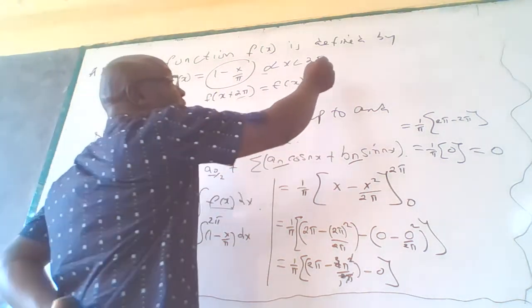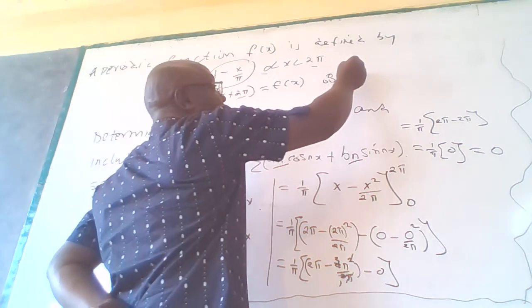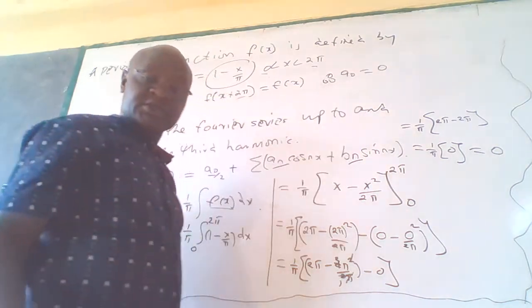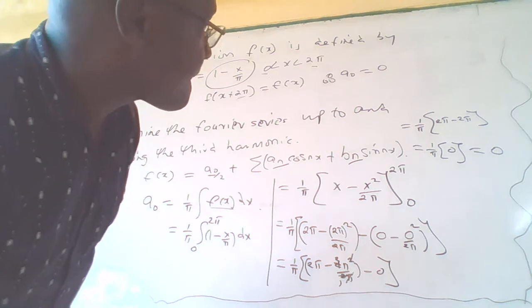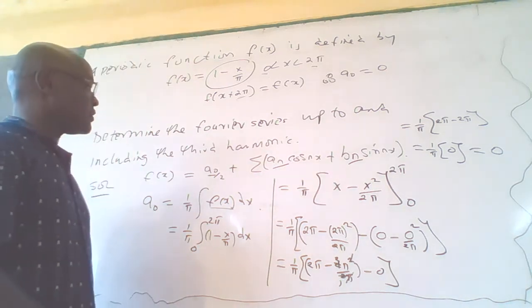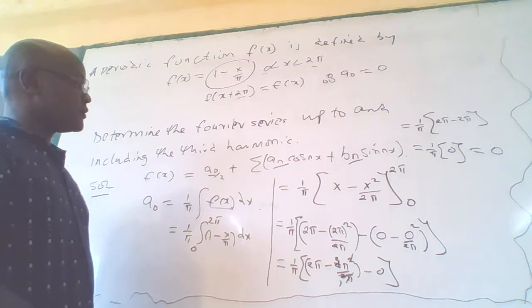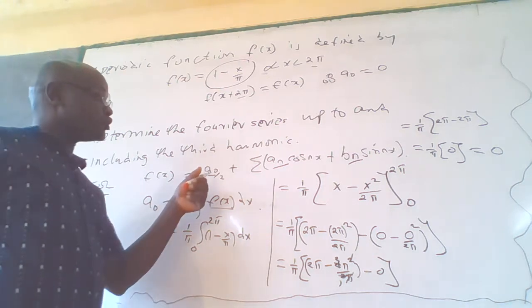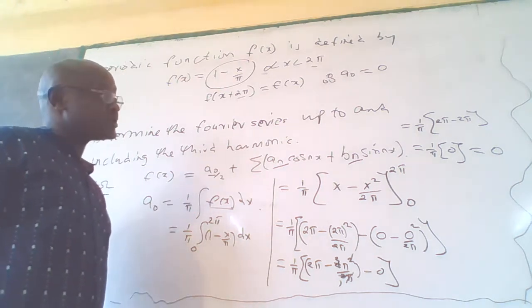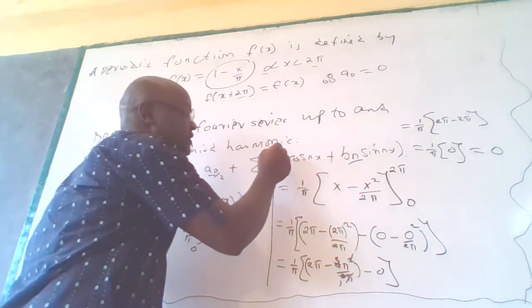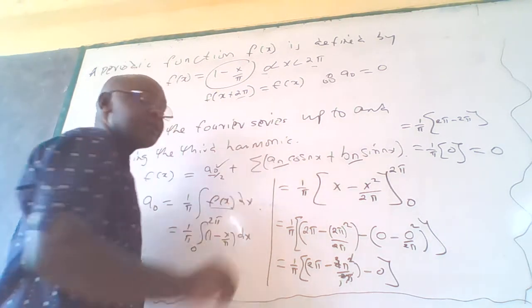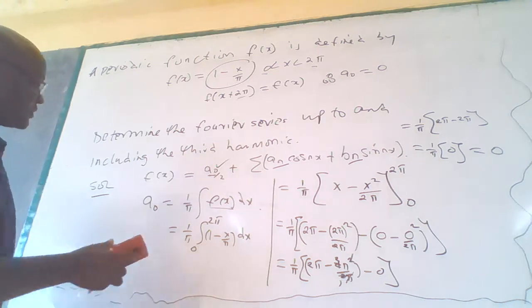Therefore, we are saying a naught equals 0. So we have the value of a naught. We can now move on and get a n.